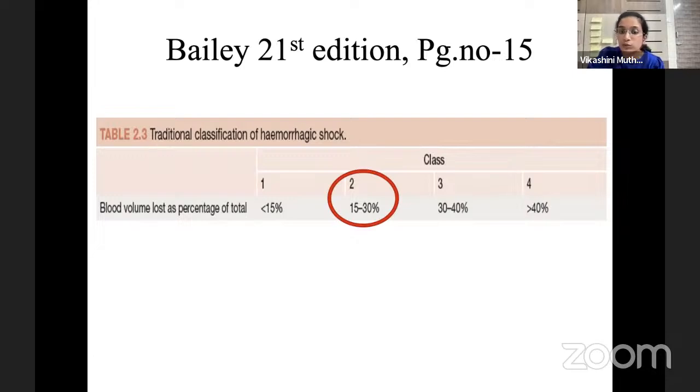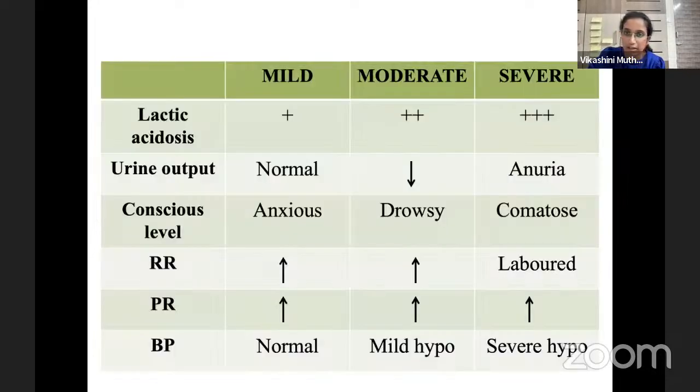But let's see class 2, 3, 4 shock, which are mild, moderate, and severe shock. In mild shock, 15 to 30% of the blood is lost, but this blood loss can be compensated by our body. You know that cardiac output is nothing but stroke volume times heart rate. So when your volume is lost, your heart rate compensates for it. All this happens with the help of the renin-angiotensin system, which releases adrenaline that acts on the heart to increase the rate of the heart. So heart rate increases. That is why tachycardia happens.